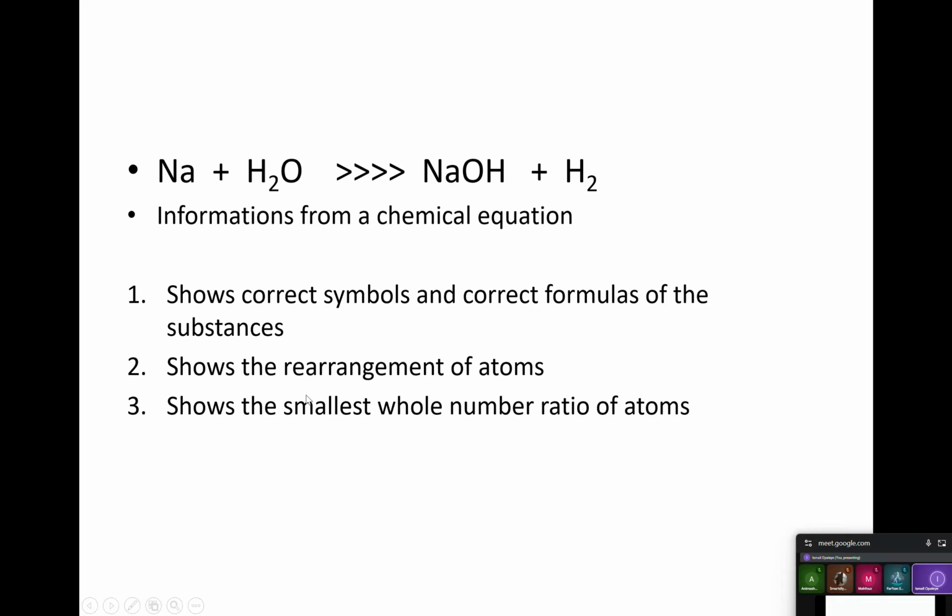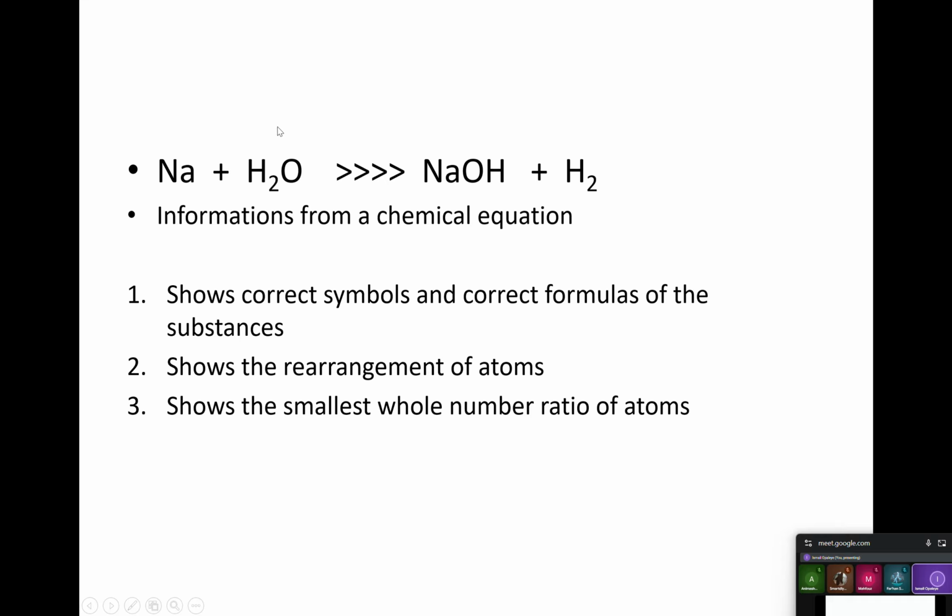Also, it shows the smallest whole number ratio of atoms. So yes, it also shows whole number ratio of atoms.